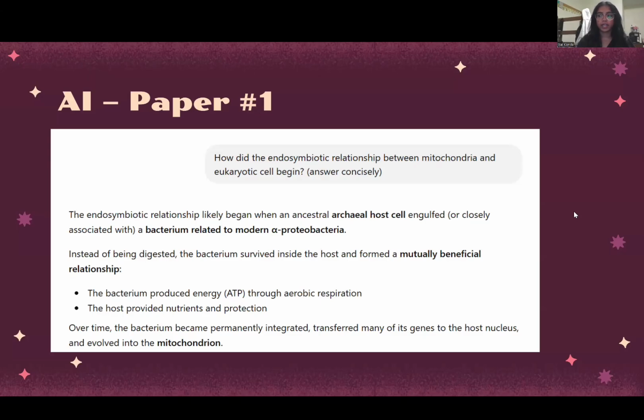So for our project, we asked ChatGPT 5 progressively more detailed questions about how the endosymbiotic relationship that led to mitochondria began, and we compared its responses to the first paper. For the first question, we asked the general question, how did the endosymbiotic relationship between mitochondria and the eukaryotic cell begin? And ChatGPT gave a clear textbook explanation that an archaeal host cell engulfed a bacterium related to alpha proteobacteria, and this became a mutually beneficial relationship that evolved into mitochondria. This aligns with the paper, which also supports endosymbiosis as the origin of mitochondria.